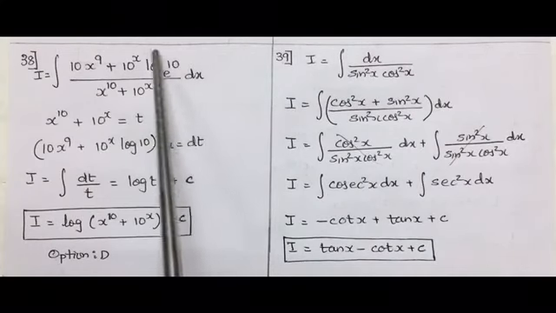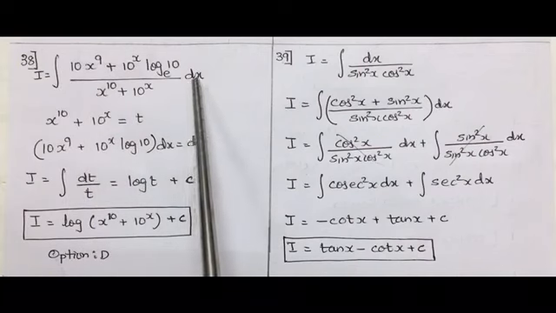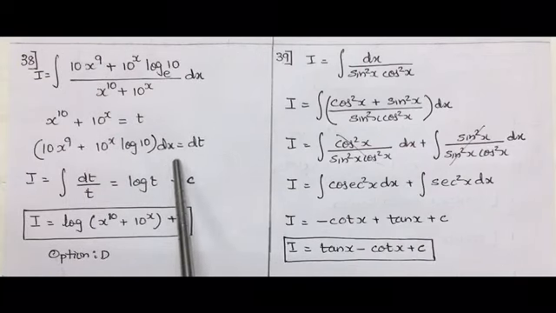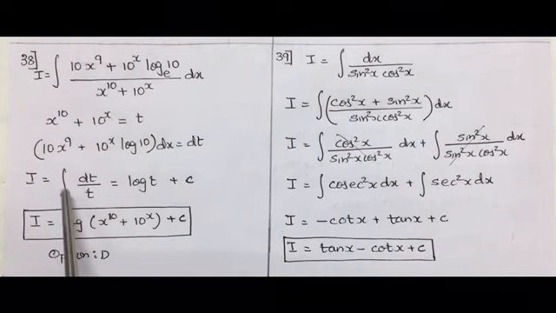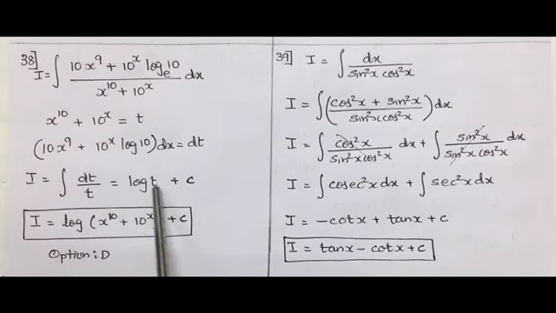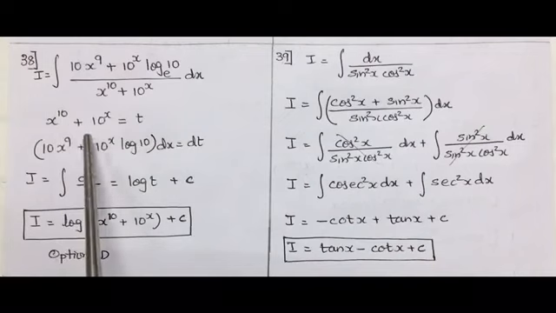Now you will find that the numerator part is completely equal to dt and the denominator is replaced by t. So we get integration dt by t, and 1 upon t integration is log t plus c. Putting the value of t as x raised to 10 plus 10 raised to x plus c, we get option D as the correct one for the 38th example.